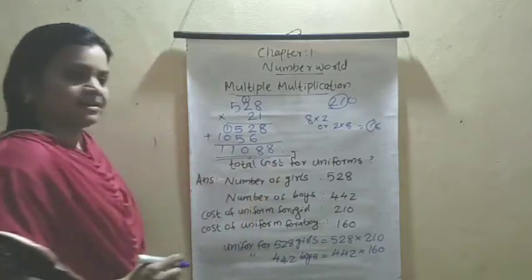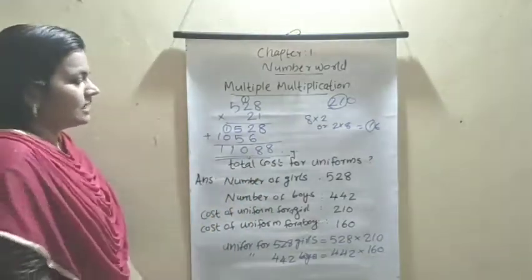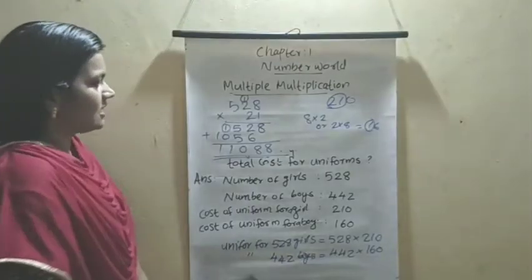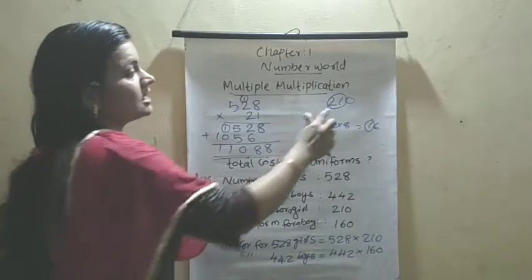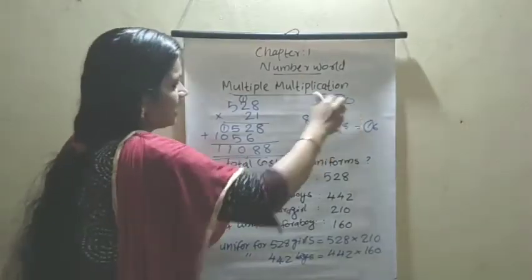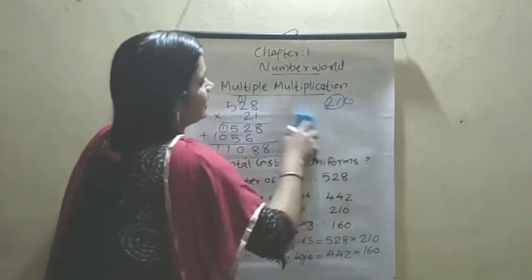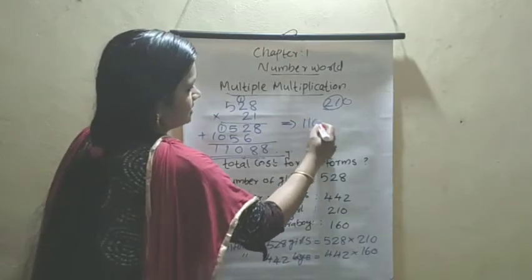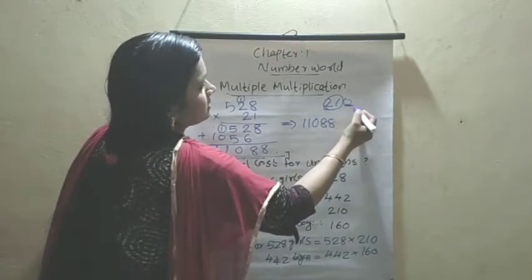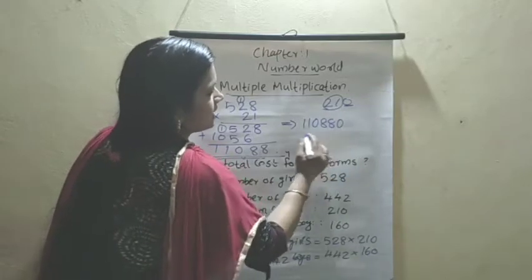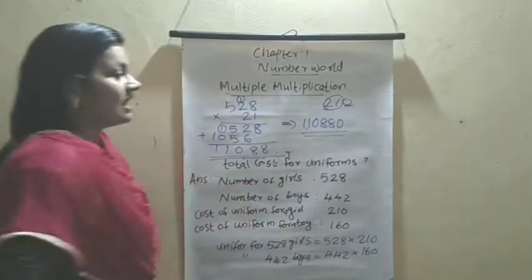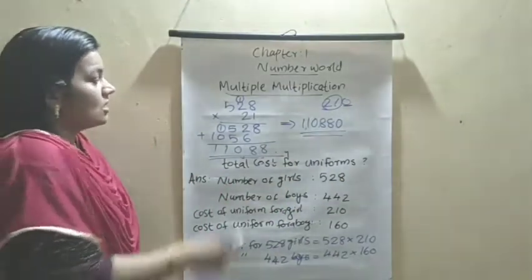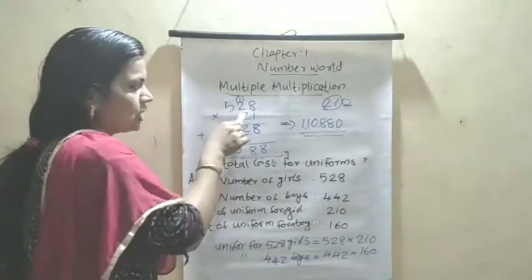What is the answer? Read this. This is a 5-digit number, 11,088. So we keep the 0 here. The answer is equal to 11088. Then we put the 0 here. Then what is the answer? 1,10,880.